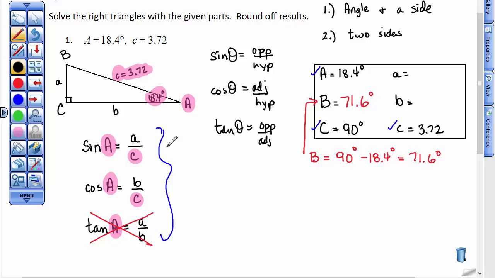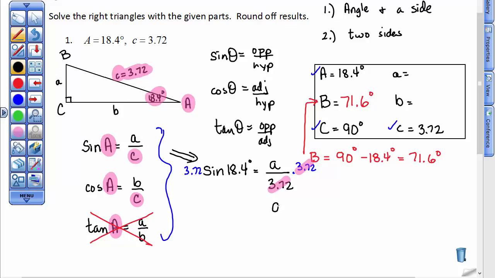I'm now going to turn to this statement, and I'm going to put in numbers. So angle A is 18.4 degrees. So for angle A, I'm putting that in. I do not know side A, but side C is 3.72. I just now need to get this side A all alone. And so what I'm going to do is multiply both sides by 3.72 so that I can cross off this denominator here with this, and A is all alone.